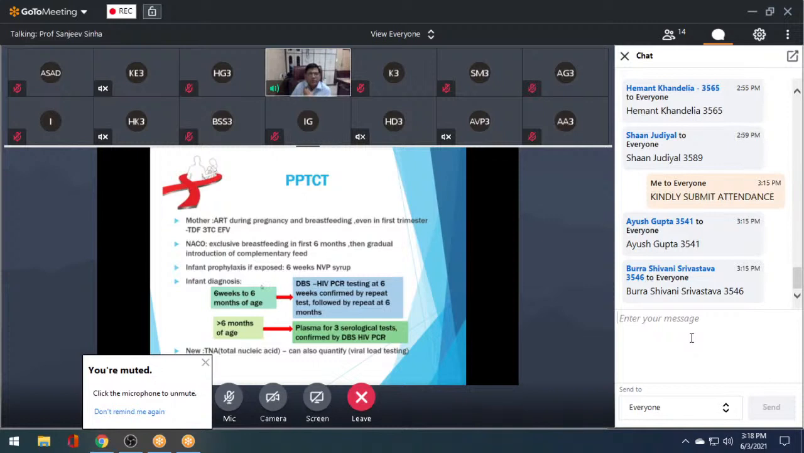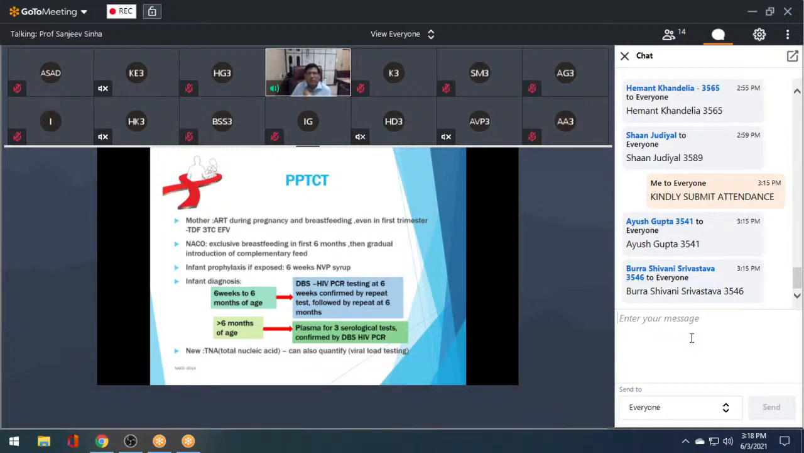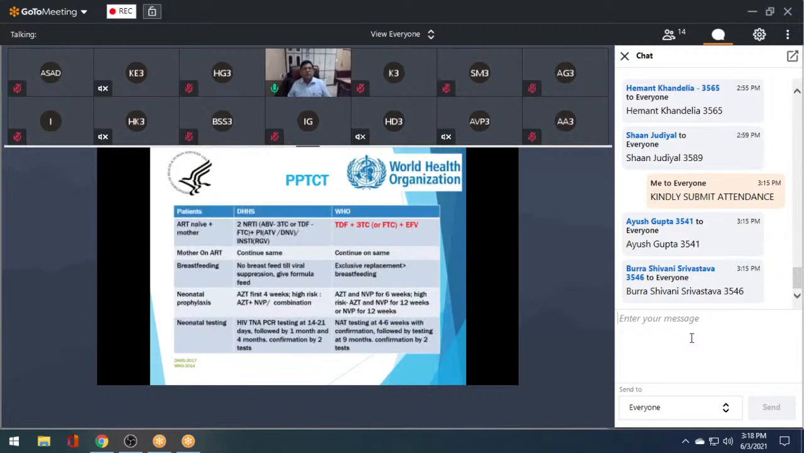NACO has suggested exclusive breastfeeding in the first 6 months, then gradual introduction of complementary feeding in these females, and infant prophylaxis is given for 6 weeks. We give 6 weeks of nevirapine syrup to the infant. There are some other regimens also available. As per the WHO guideline, we give tenofovir, lamivudine, and efavirenz, a 3-drug combination as a single pill.